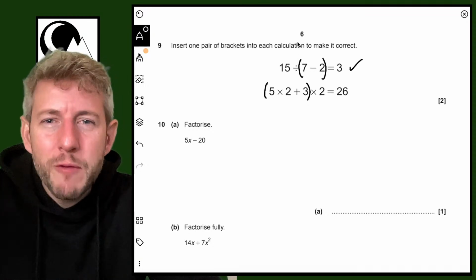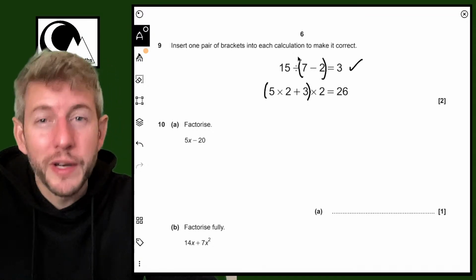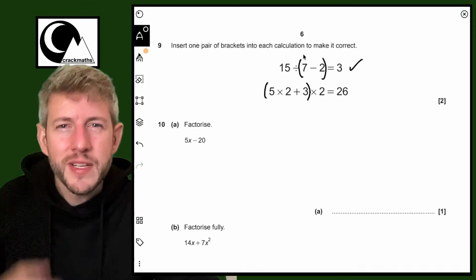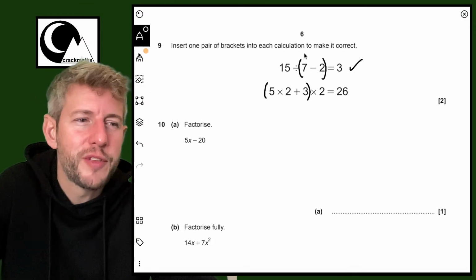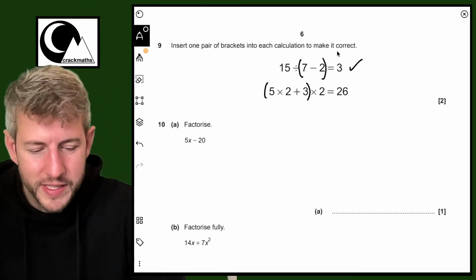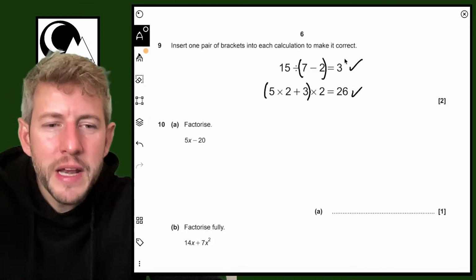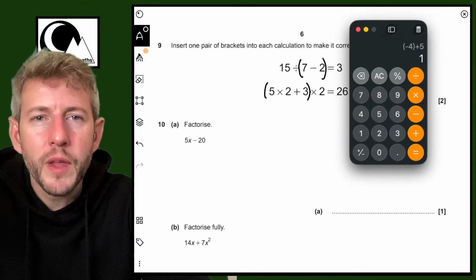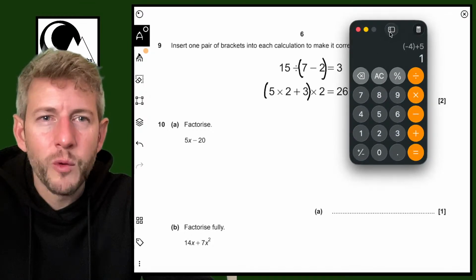Right, so the brackets are going to be round this section here, because what we're going to get is 5 times 2, which is 10, and then add the 3, which is 13, and then 13 times 2 equals 26.